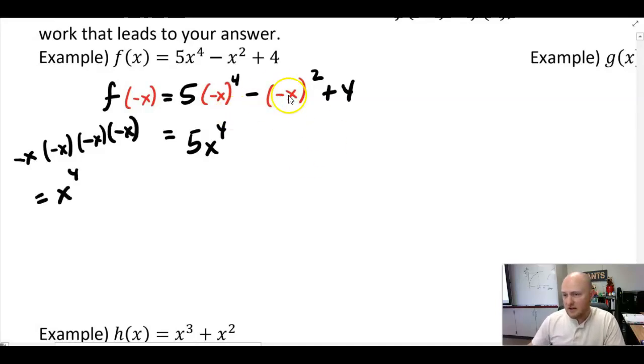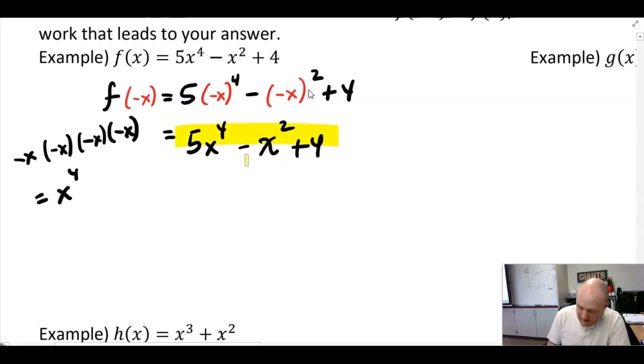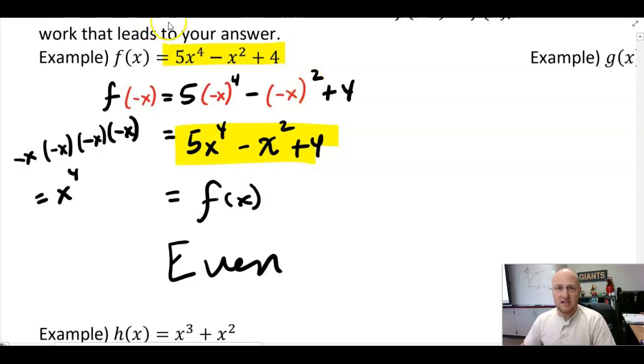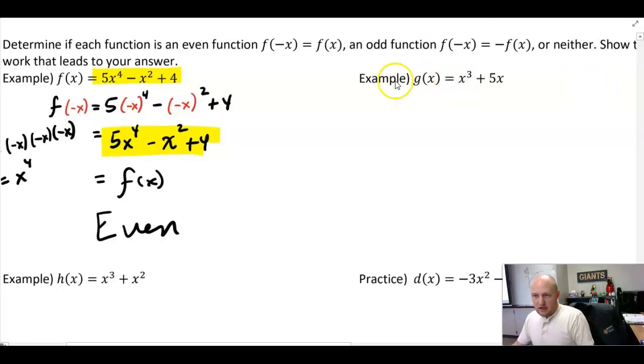And then negative x squared is a positive x squared, plus 4. And what I hope you see is that this function matches exactly with our function. This is f of x, the same thing. The opposite x gave me the same y. The function's even.